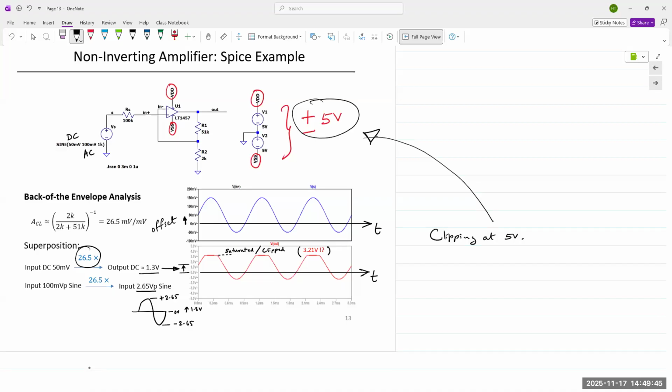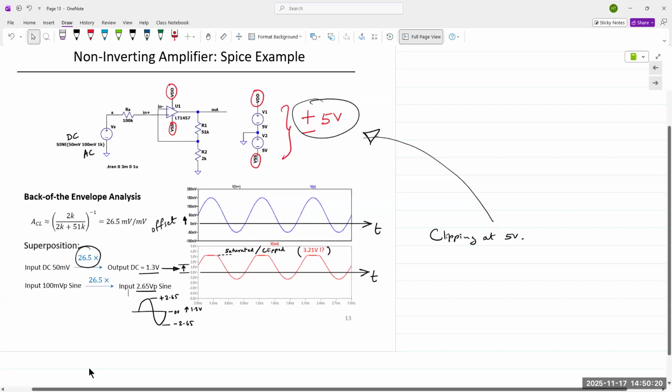Does that answer your question? Instead of clipping at 5, it's clipping at 3.2. The reason is that 1.8 volts is consumed inside the op amp itself. It's kind of like overhead. You have this container, and we are trying to amplify the signal and fit it inside the container, but it's not fitting, so it gets clipped. Now we are shifting it even higher. If the DC offset of 1.3 volts was not present, everything would still fit inside this container.